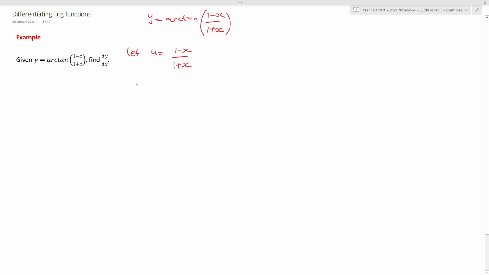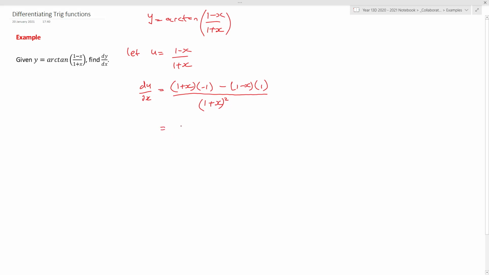Then I've got to differentiate that with respect to x, du over dx. But I've got to use the quotient rule, which is v du minus u dv. v is 1 plus x. Differentiate the top, which gives me minus 1. Minus u, the numerator, 1 minus x, times differentiate the bottom, which just gives me 1, all over the bottom, which is v squared, (1 plus x) all squared. Okay, because I've already employed u here, that's why I'm doing this straight away.